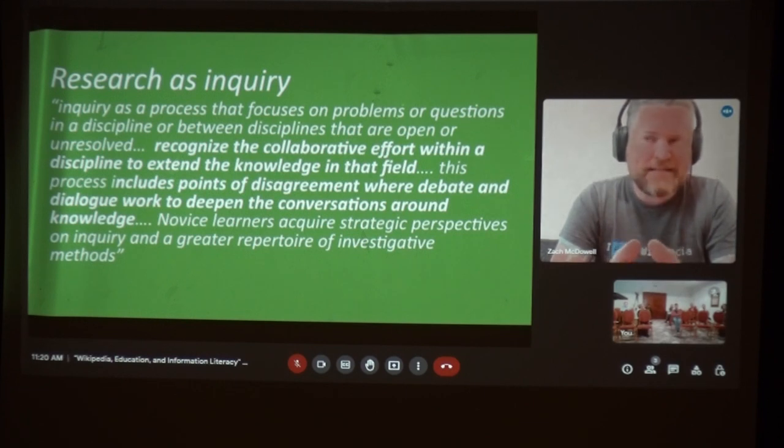And of course, that's something that, rather than trying to represent one side, they now have to look at the litany of information that's out there, and learn how to balance that within the idea of NPOV.